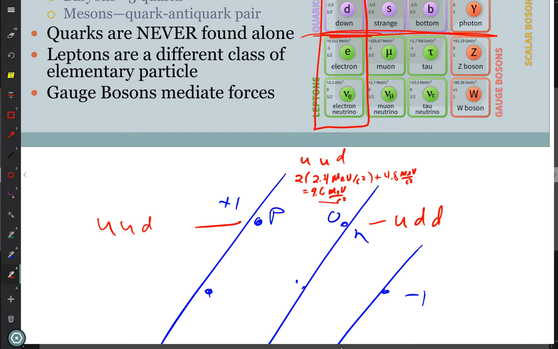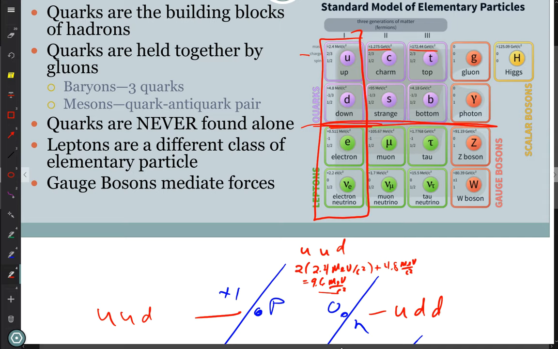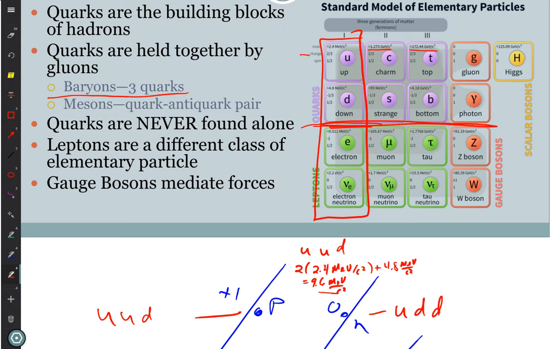Baryons are particles that are made up of 3 quarks. And so if you take 3 quarks, notice the quarks have either plus 2/3 or minus 1/3. If I add 3 of the 2/3 charge together, that's going to give me a charge of 2. If I take 3 of the minus 1/3, it'll give me a charge of minus 1. And if I mix them, I can get charges of 1 and 0.